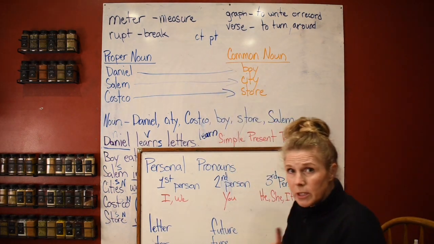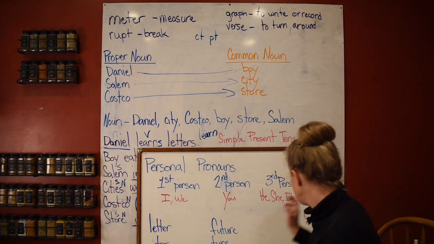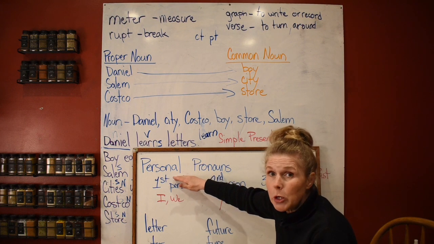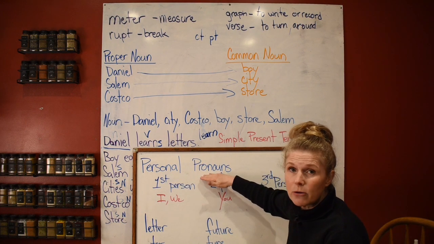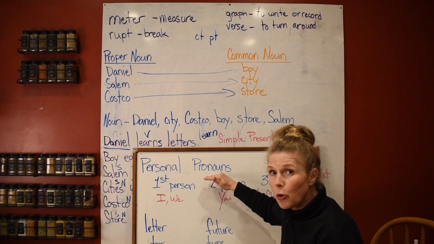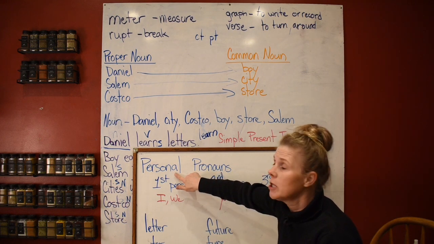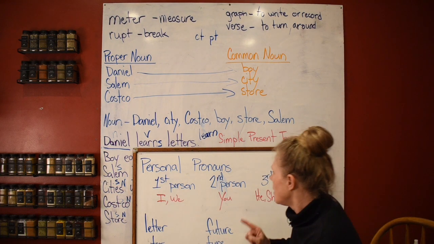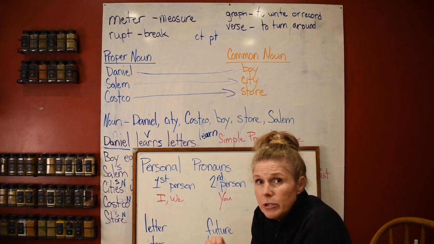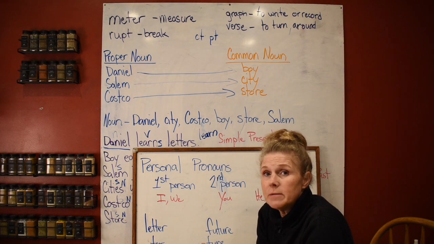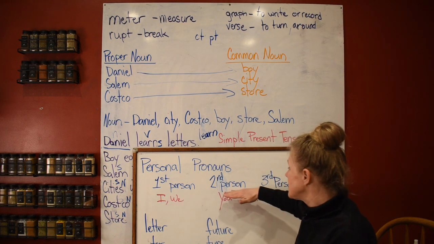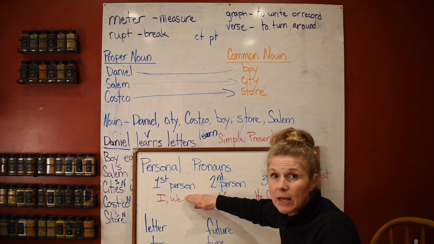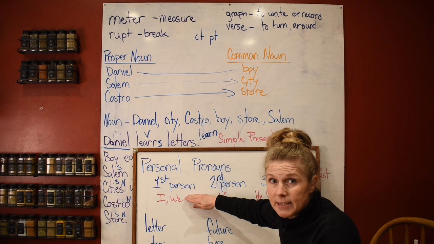Also, something that you really need to learn right off the bat when you're learning English are your pronouns. These are called personal pronouns. Now, also, you need to understand what person means. First person, second person, third person. You need to understand what that means when you are writing sentences.